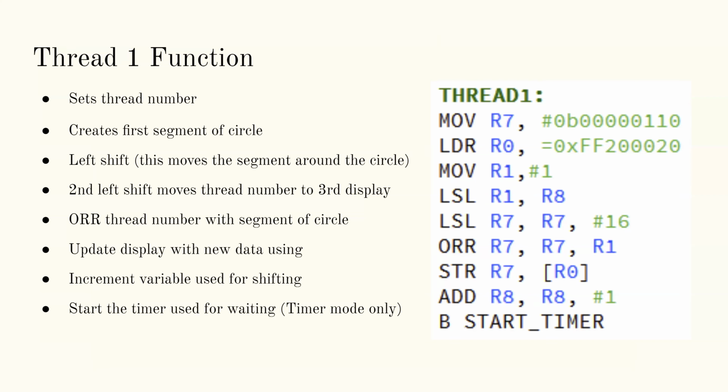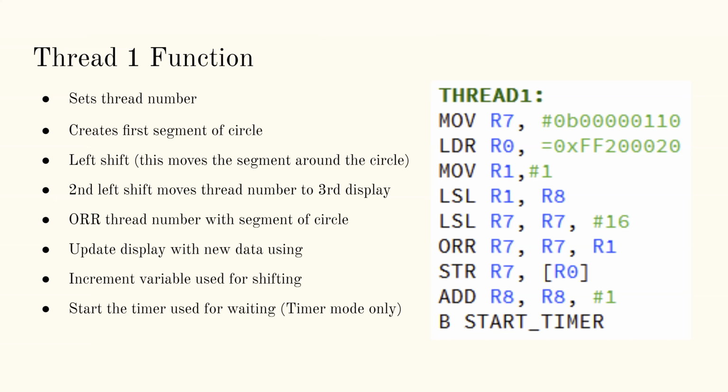So here we move on to the thread one function, which is the circle. Basically, here is a small snippet of code on the right side. The main objective of this was to move the segment each time that this function is called. So we begin by setting the thread number, which is an update for knowing what thread we're running. We create the first segment of the circle, so it starts at the top, and then we left shift, which moves the line segment to the position around the circle where it's supposed to go next every time this thread is run.